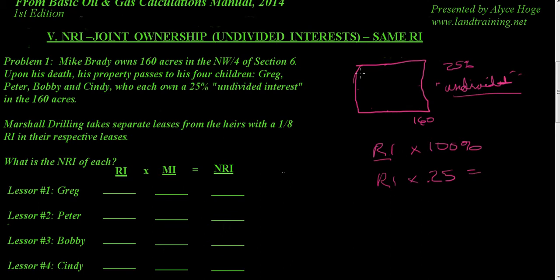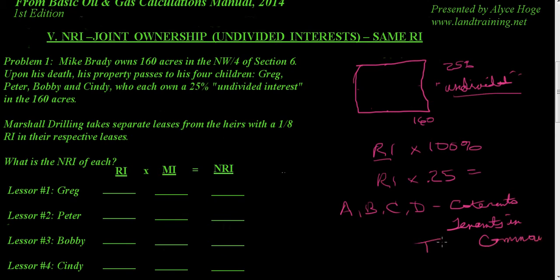And this is called undivided ownership or joint tenancy. And A, B, C, and D are referred to as co-tenants or tenants in common. And that's abbreviated tenants in common. So we're going to start doing more and more of the acronyms for these things instead of the actual words.